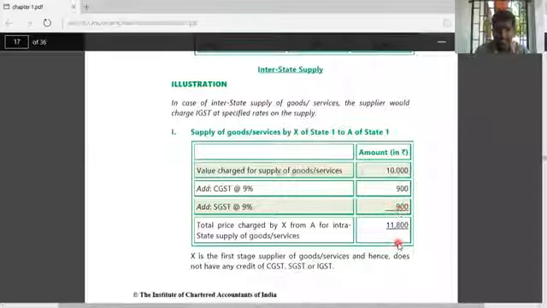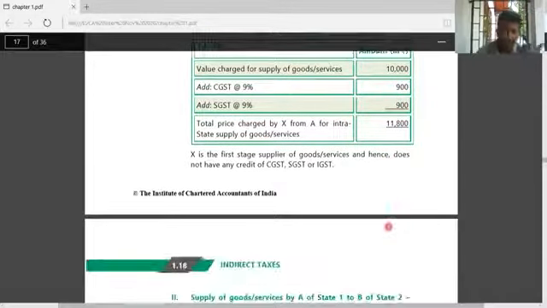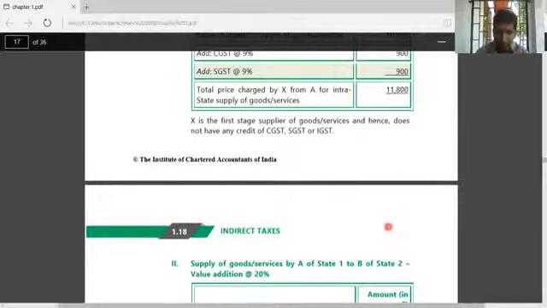In case of interstate supply, say for example, in stage 1, it is actually an intrastate supply. In stage 1, it is intrastate supply. So 10,000, 9% CGST, 9% SGST, total 11,800. And he remitted to central government and state government. Since this is the first stage, he has no tax credit to set off.